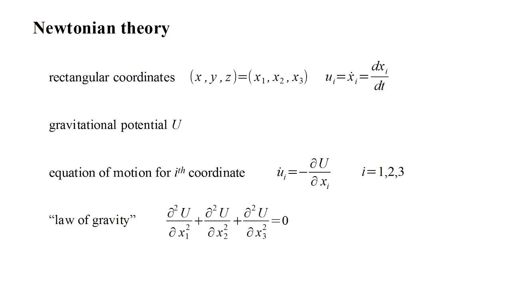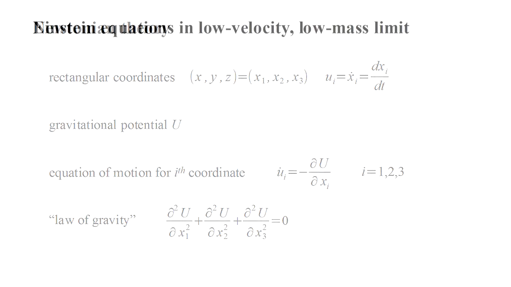In empty space, the law of gravity is that the sum of the curvatures of the potential in the three spatial coordinates equals 0, which is called Laplace's equation. We want to compare the classical theory to the Einstein equations in the low velocity, low mass limit. This is the regime where Newton's theory is spectacularly successful. So for relativity to be valid, it must reduce to Newton's theory in this limit.